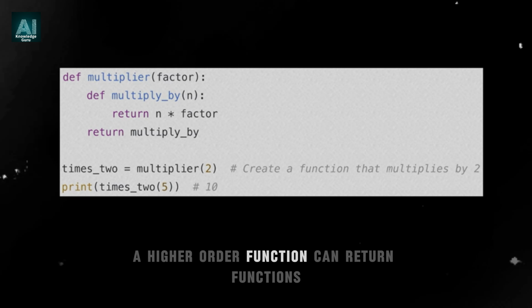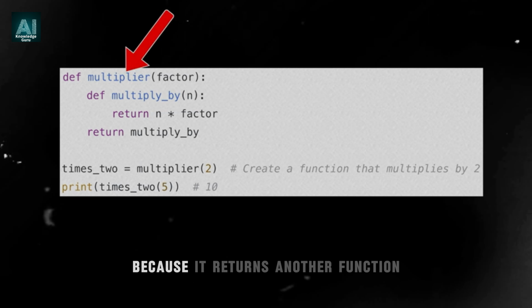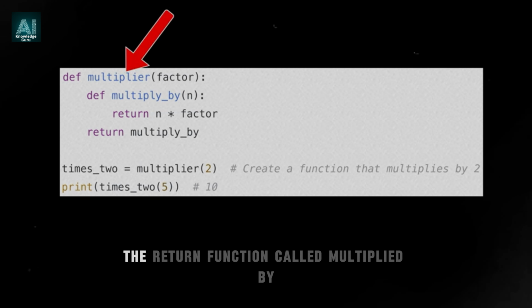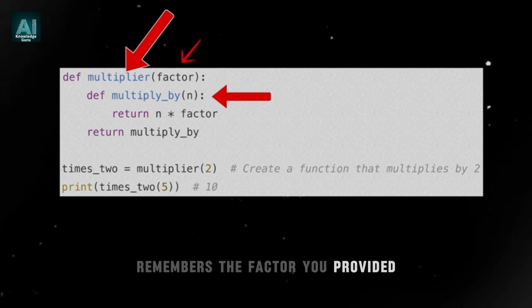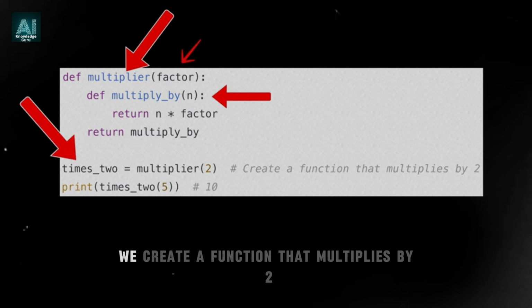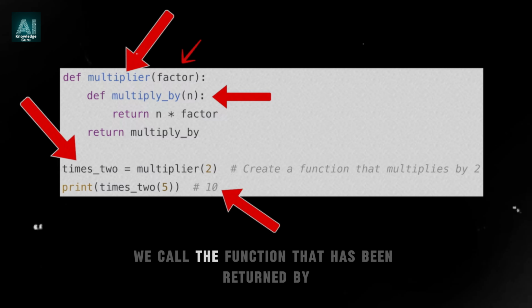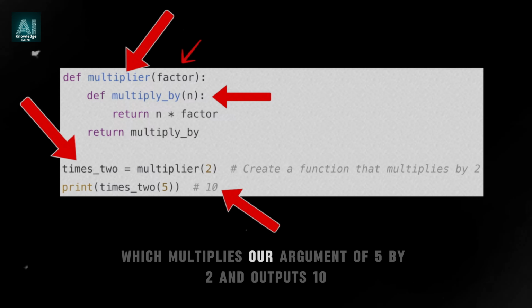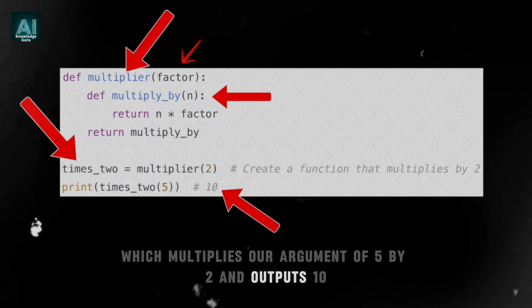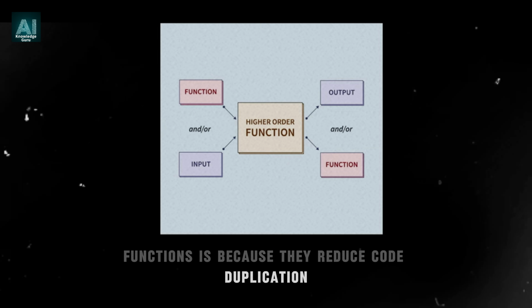A higher order function can return functions. Here, multiplier is a higher order function because it returns another function. The returned function, called multiply by, remembers the factor you provided. So notice that in this line we create a function that multiplies by 2, and in the following line we call the function that has been returned by the higher order function, which multiplies our argument of 5 by 2 and outputs 10.